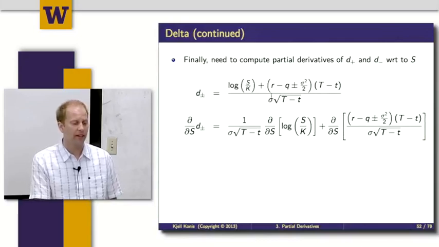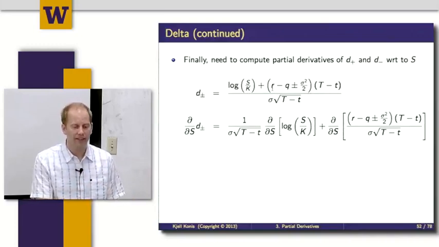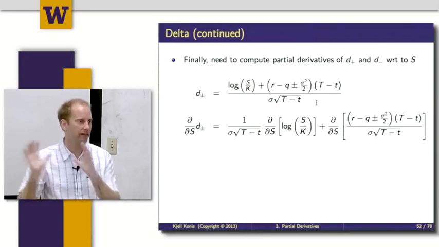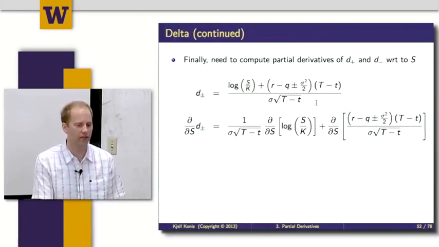And so I'm going to make a little simplification here. So if I have a sum in the numerator, I can write this as log of s over k divided by sigma times the square root of T minus t. So that'll be one fraction. And then plus r minus q plus or minus sigma squared over 2 times T minus t, divided by sigma square root of T minus t. So that's a second fraction. I'm just adding those two fractions together.